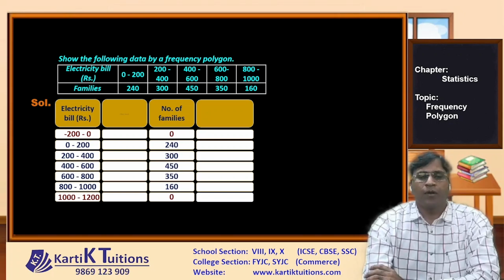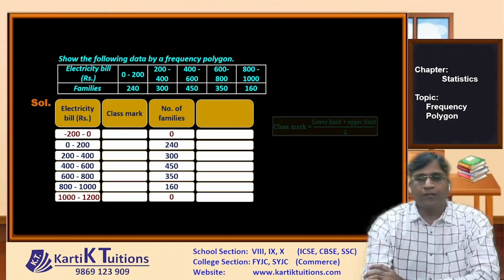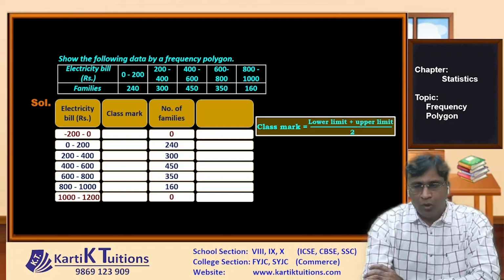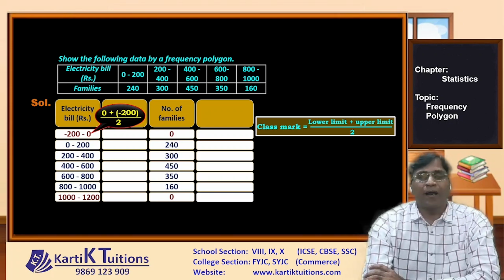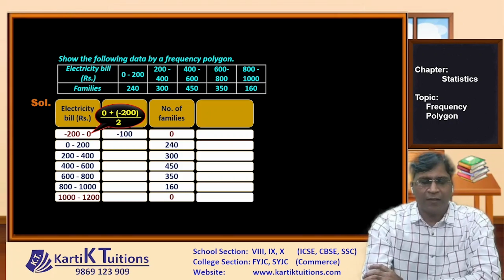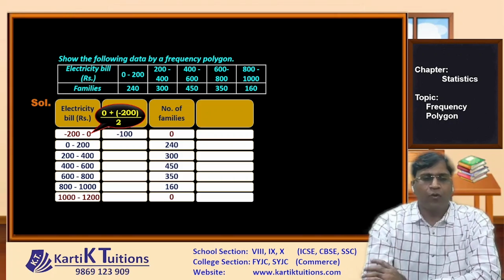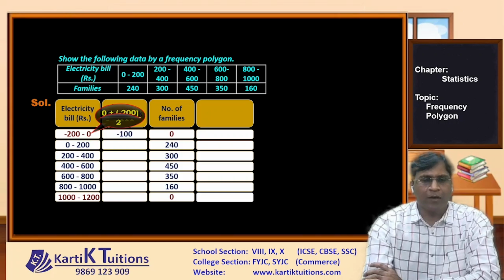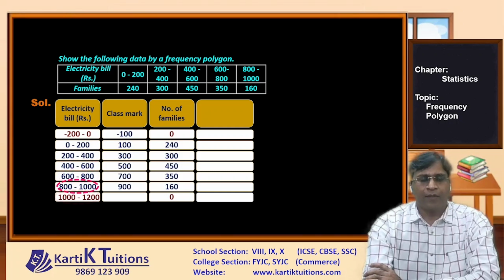Now your second column is for class mark. If you try to recollect, we have learned how to find the class mark. It is (lower limit plus upper limit) upon 2. So let's start. Minus 200 plus 0 will give us minus 200, divided by 2 will give us minus 100. बस बाद में कुछ नहीं करना है. We have learned, class interval add करते जाओ. अपना class interval क्या था? 200. So when you add 200 to minus 100 it will become 100, then 300, then 500, then 700, then 900, then 1100. खत्म. Now the last column.